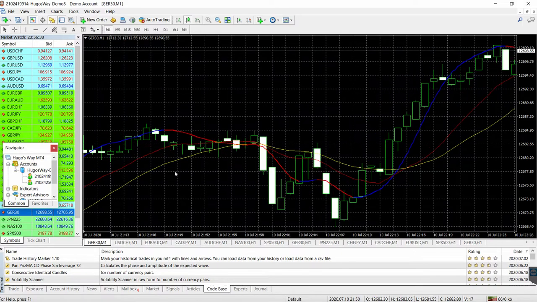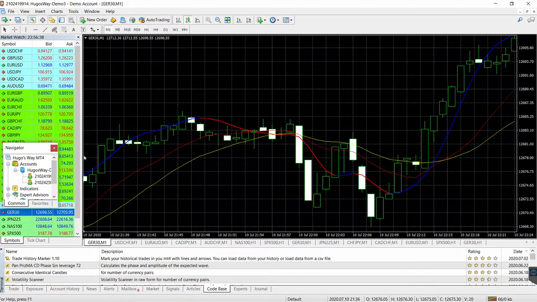Now, the one thing that I do want to point out to you guys is this right here. This line that goes from blue to red to blue to red to blue, this is your entry indicator. When it goes blue to red, you are looking for a sell. When it goes from red to blue, you are looking for a buy.